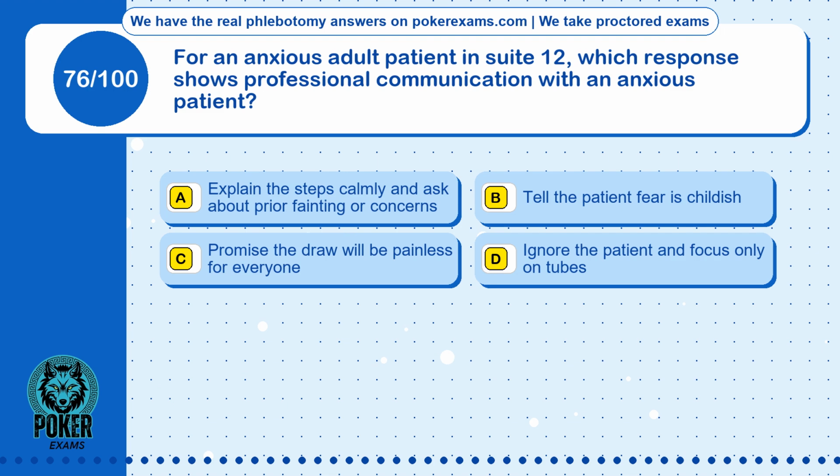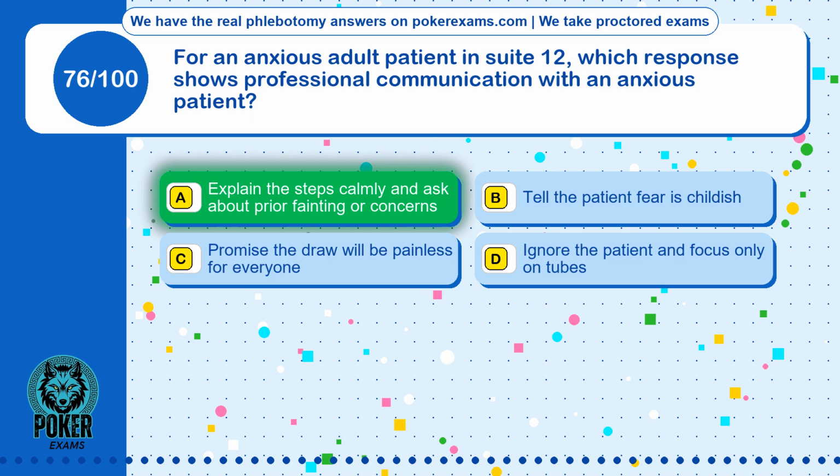Question 76. For an anxious adult patient in Suite 12, which response shows professional communication with an anxious patient? Option A, explain the steps calmly and ask about prior fainting or concerns. Option B, tell the patient fear is childish. Option C, promise the draw will be painless for everyone. Option D, ignore the patient and focus only on tubes.